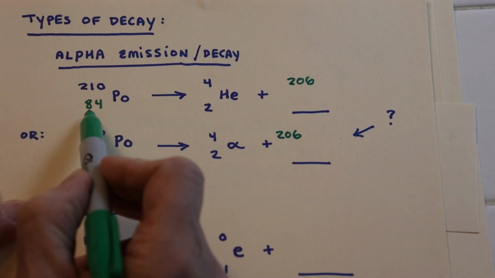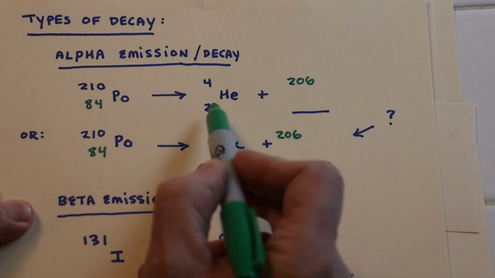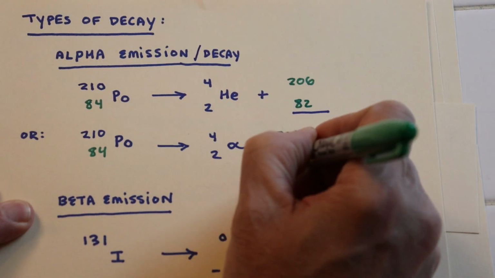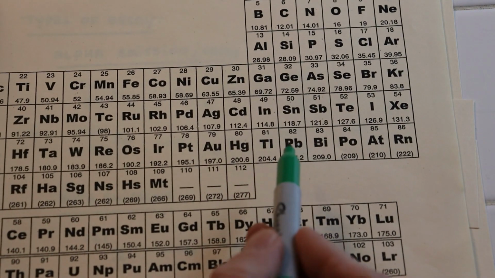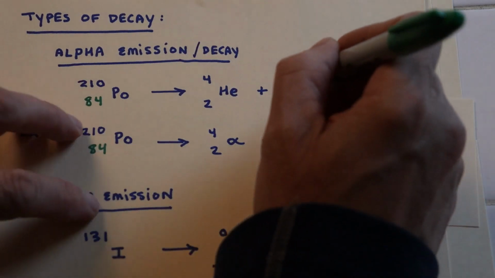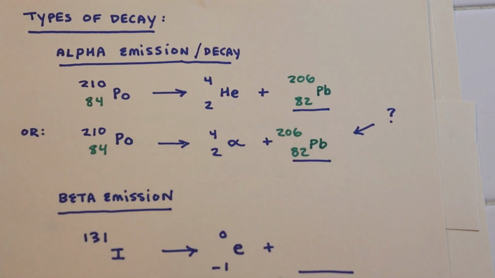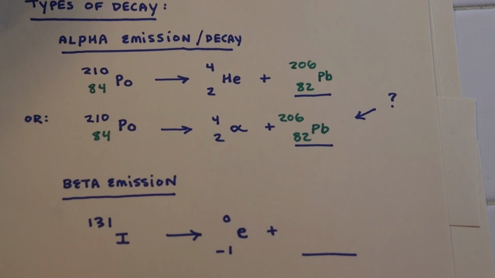So on the left side of the arrow, the atomic number was 84, and on the right we need to have it be 84, and that mystery particle would be something with atomic number 82, and that would be lead. So we would just write in there lead. That's the symbol of the particle that was produced when polonium-210 undergoes alpha emission. So let's do another one.